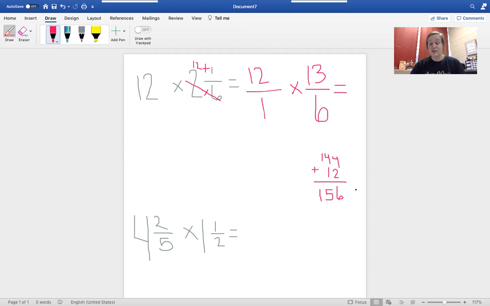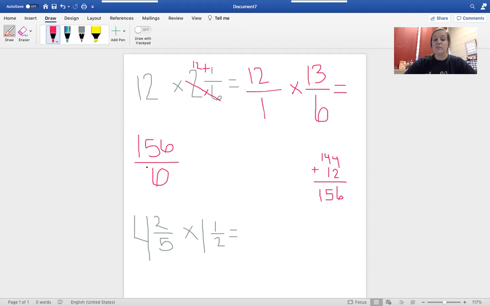So make it easier on yourself. If you know 12 plus 12 or 12 times 12, just add 12 to get your answer to 12 times 13, which will be 156. And we do not just bring that denominator over when we're multiplying, we actually multiply. So 1 times 6 is 6.